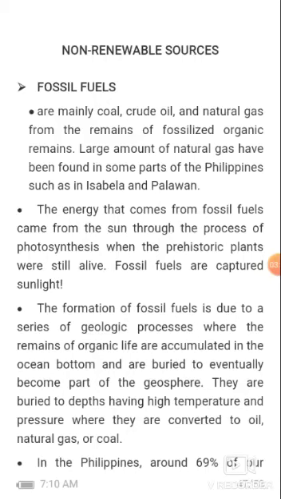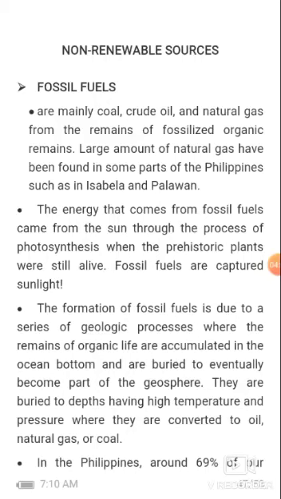The first one is the fossil fuels. They are mainly coal, crude oil, and natural gas from fossilized organic remains. Large amounts of natural gas have been found in some parts of the Philippines such as Isabela and Palawan. Later on in this discussion, I will draw or describe how fossil fuels have become an energy source.